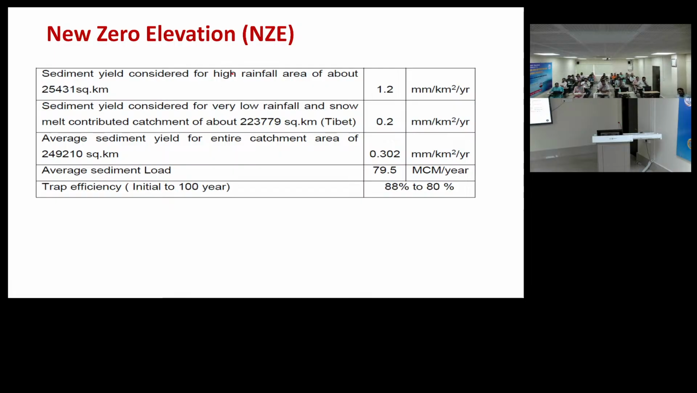This is called the new zero elevation. Because this will be our total live capacity, we can use only this much water, because this portion will be completely sedimented after 70 years or 100 years or 50 years as per the design life of the project. So whatever we have to design will be this portion. So this portion of water only we can use for our purposes like irrigation or hydropower or anything. So that is the new zero elevation.